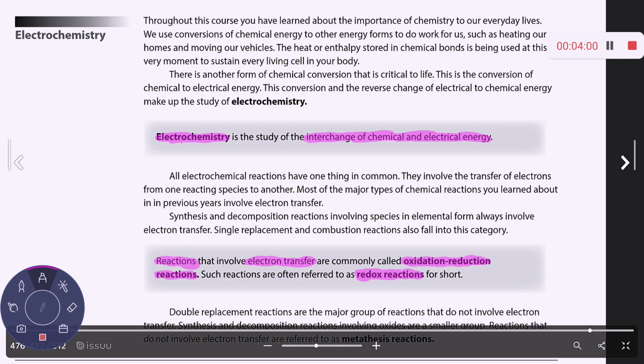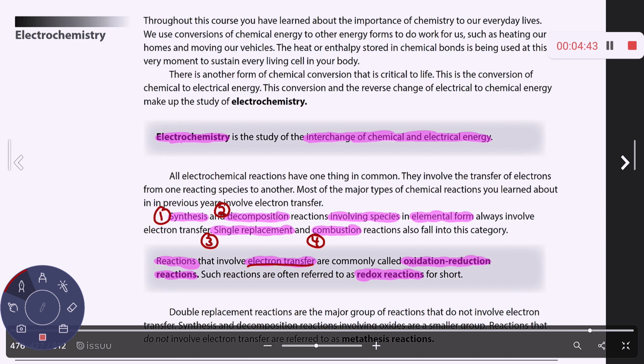There are certain kinds of chemical reactions that transfer electrons between them. One of them is a synthesis reaction, another one is a decomposition reaction. And the types of synthesis and decomposition reactions that you would need to have are the kinds that have an elemental form of something. So if one of the reactants is an elemental form, awesome, then a redox reaction will occur. We also have single replacement reactions and combustion reactions that fall into these categories. So I have 1, 2, 3, 4 different categories of reactions that involve a transfer of electrons, okay?